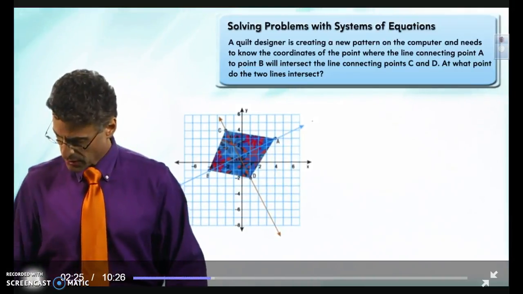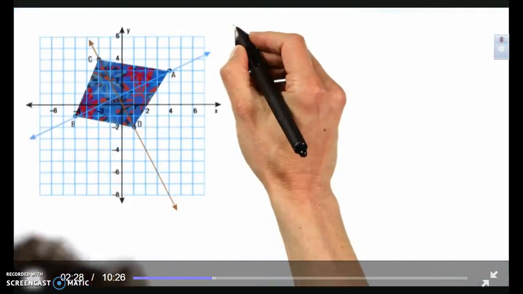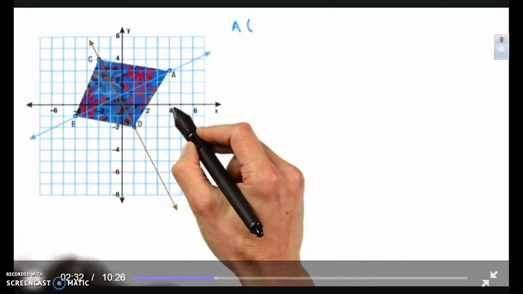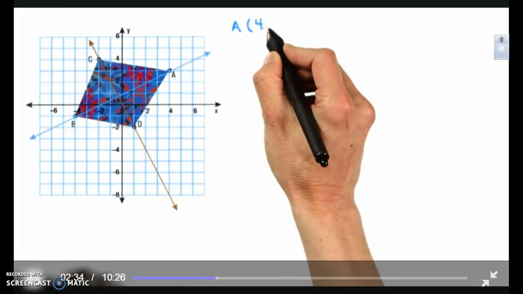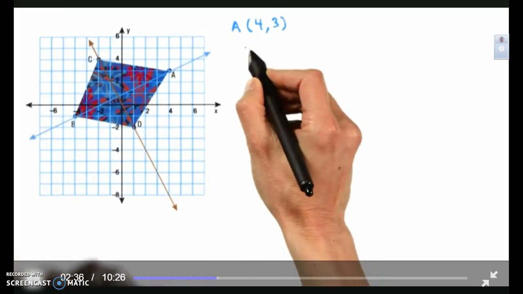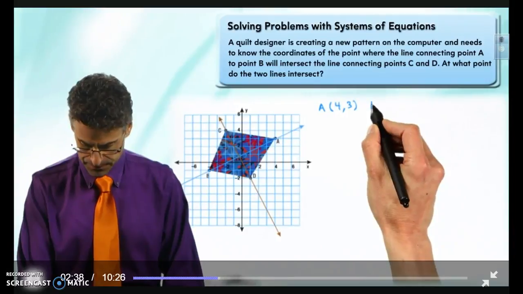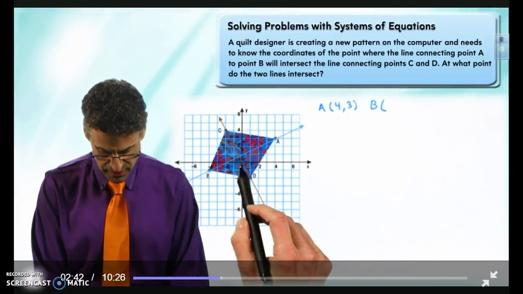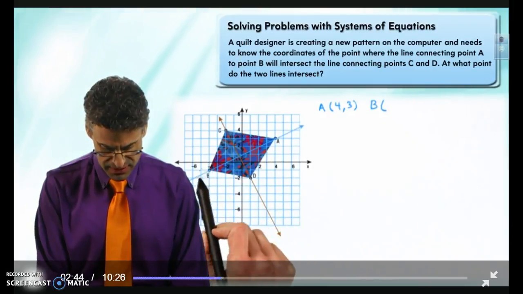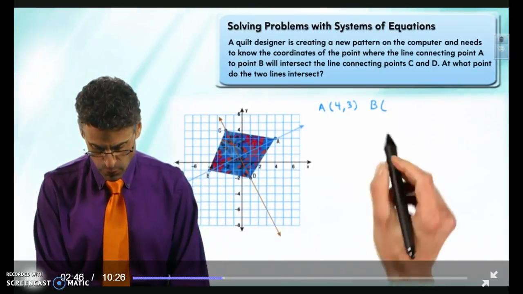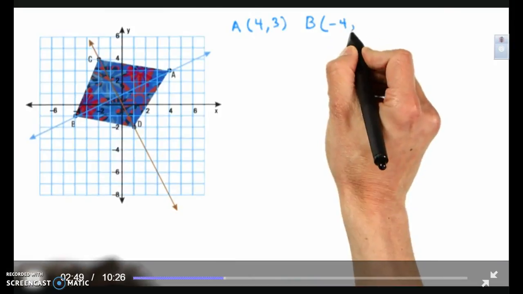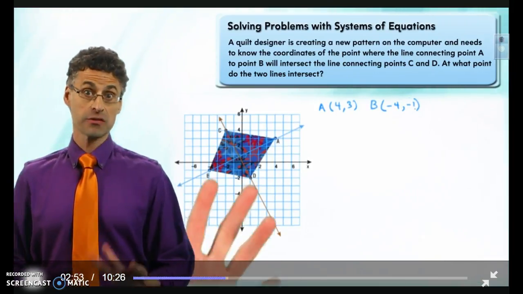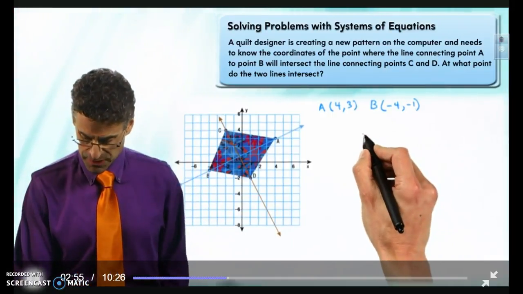So what is A? Well, A is a point that has coordinates (4, 3). And then B, let's see, B is way over here. So that has coordinates (-4, -1). So to find the equation of a line, we have to first figure out the slope. So what's the slope of this line?